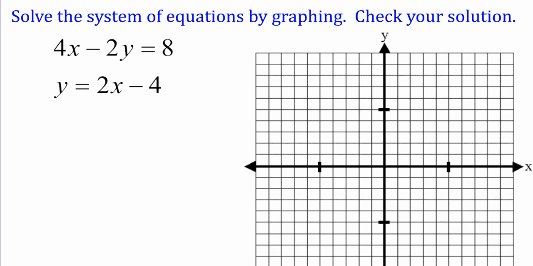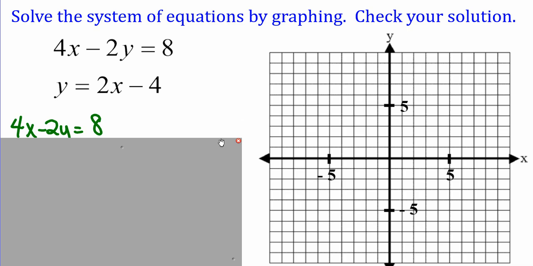Let's try one more. We want to solve this system of equations by graphing and, of course, verify your solution. So the first equation we see is in standard form, and we have to manipulate that to put it into slope-intercept form so we can graph it. So we have to get y alone.